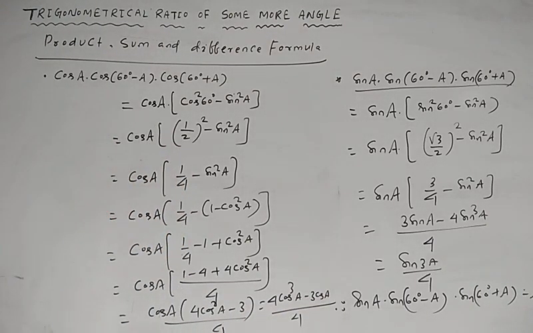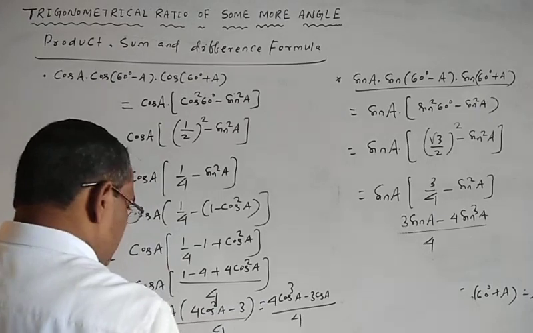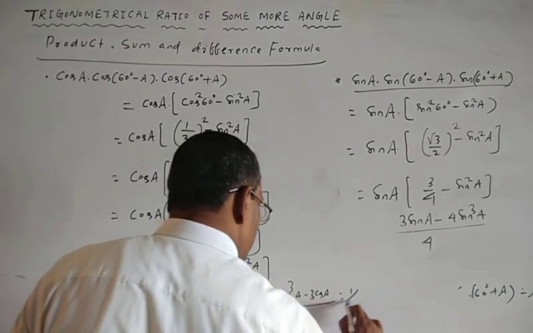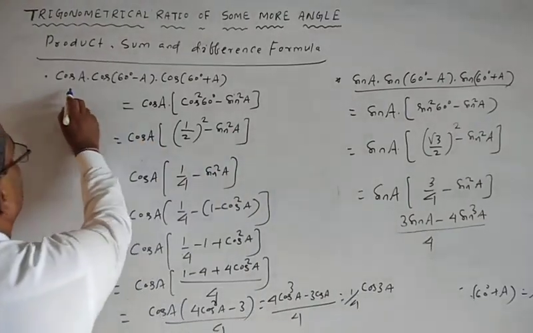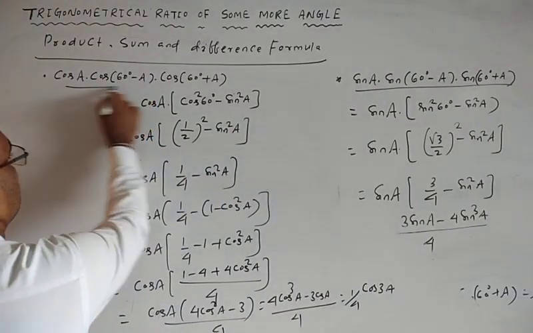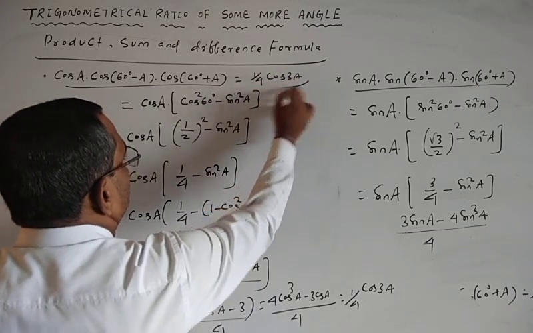So you know 4 cos cube A minus 3 cos A is equal to cos 3A, and this is equal to cos 3A by 4. So 1 by 4 into cos 3A, okay. Therefore cos A into cos 60 degree minus A into cos 60 plus A is equal to 1 by 4 cos 3A, okay.